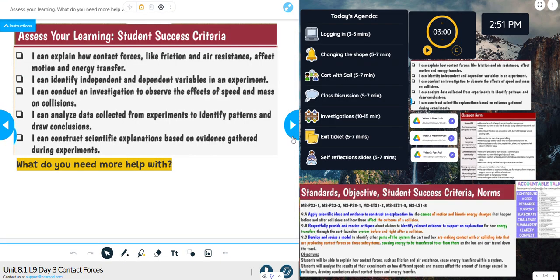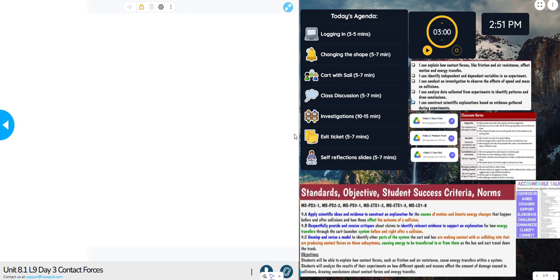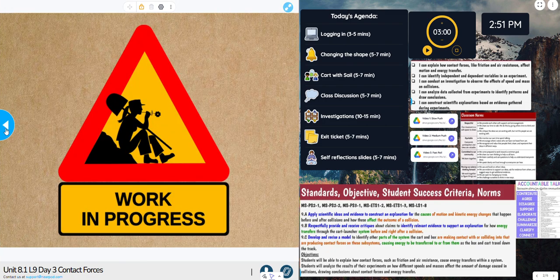Then, of course, at the end, assess your learning. Which one of these can you do? What do you still need help with? And remember, as always, we are a work in progress. We are continuing to work on mastery so that we can be successful.